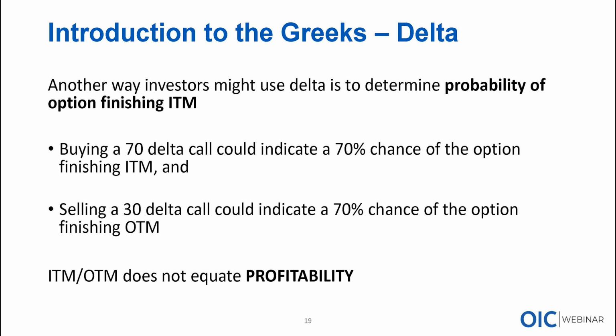Now, one thing we need to make clear: the probability of the option finishing in the money does not equate to profitability. I can have, say, a 50 strike call, and the stock finishes at $50 and a nickel. So my option contract finished in the money by 5 cents. Technically, I'm in the money. But if it cost me $2 to buy that contract, it's only worth a nickel at expiration. So even though it finished in the money, I'm not profitable. I actually lost $1.95. So definitely something to keep in mind. In the money and out of the money does not equate to profitability.